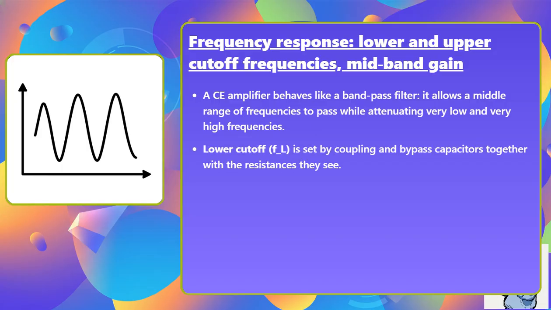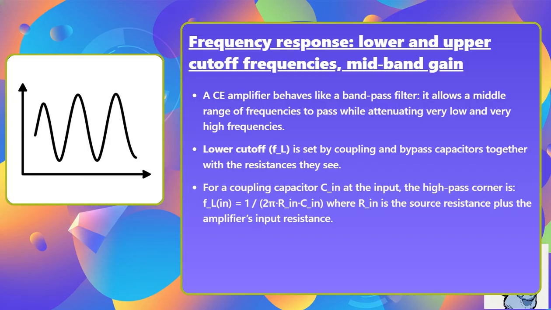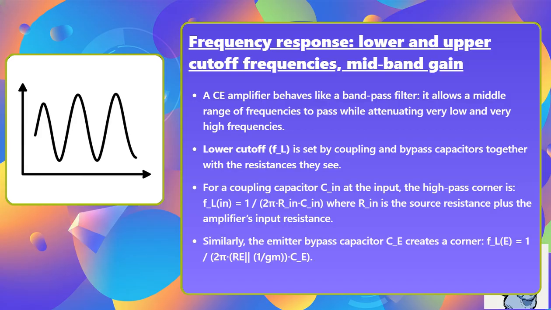Lower cutoff F lower is set by coupling and bypass capacitors together with the resistances they see. For a coupling capacitor C in at the input, the high pass corner is F lower in equals 1 over 2 pi times R in times C in, where R in is the source resistance plus the amplifier input resistance. Similarly, the emitter bypass capacitor CE creates a corner, F lower E equals 1 over 2 pi times the parallel of RE and 1 over gm, times CE. The overall lower cutoff is the highest of these corner frequencies.